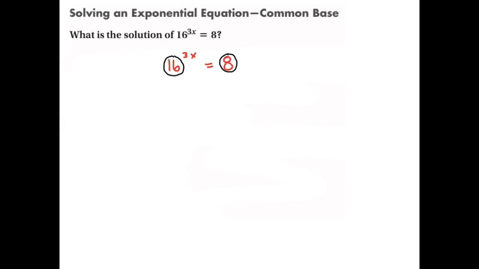Well, I know that in this case, 2 to the 4th power is 16. So let's say I have 2 to the 4th power to the 3x power, and then 8, well, I know that's 2 to the 3rd power. What we can do now is these two are going to multiply together. So that's 2 to the 12x power equals 2 to the 3rd.